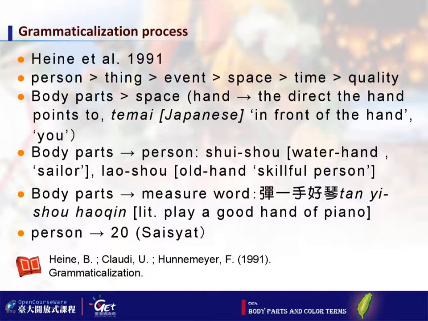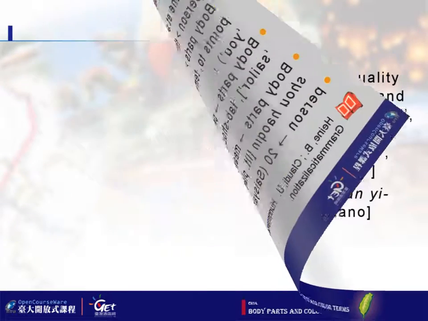And in Saisha it's also very interesting. They use the number 20 to refer to a person. Why is it 20? We have 10 fingers and 10 toes, so added up, 20. So 20 refers to a person. Again they use a number to refer to a concrete thing. So you can see lots of this metaphoric, metonymic process of body parts.